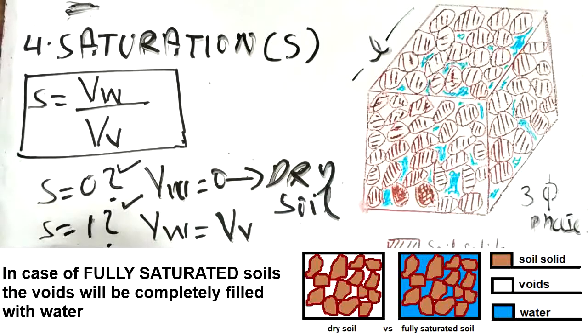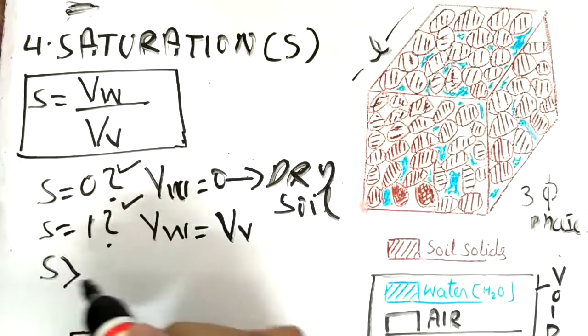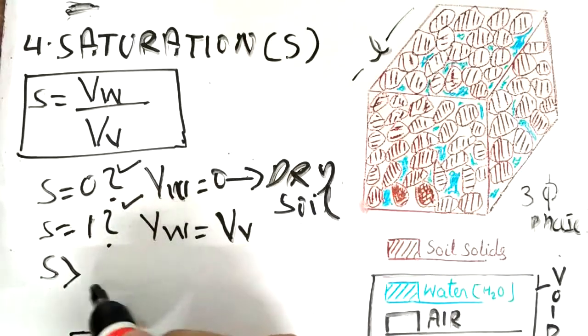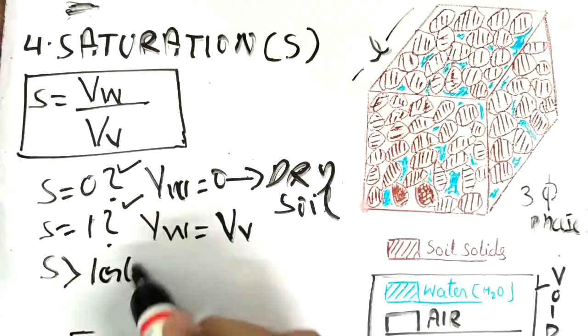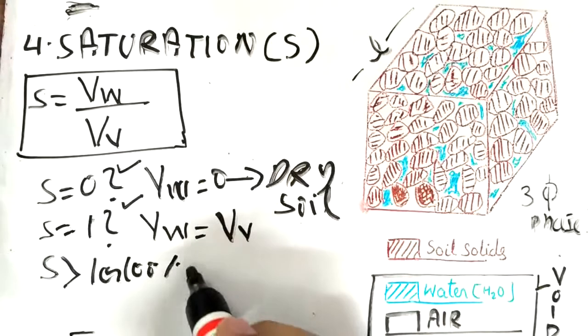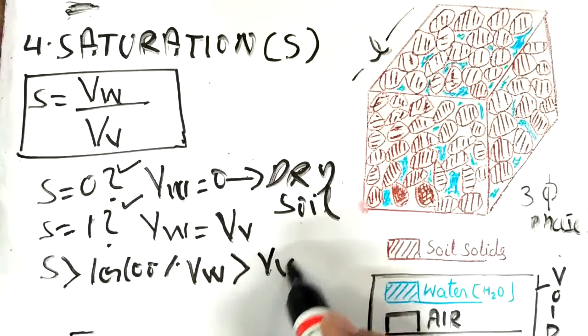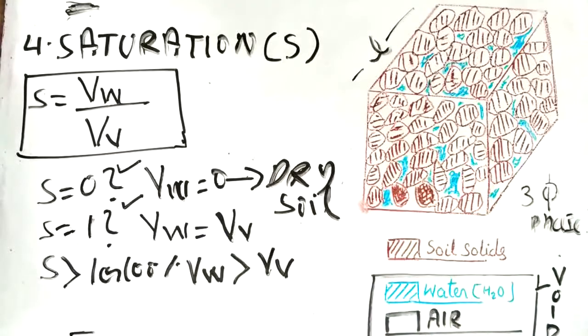Now the third thing: can my saturation have a value greater than 1, or in terms of percentage, greater than 100%? When will this happen? If my volume of water is greater than my volume of voids. Is this thing possible?